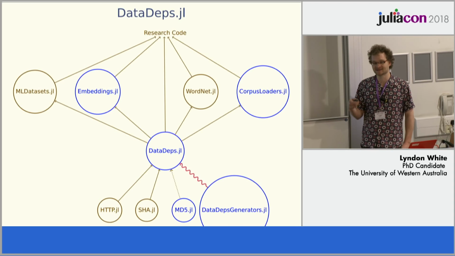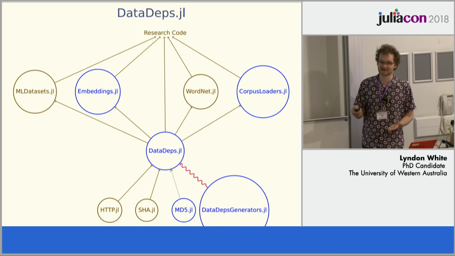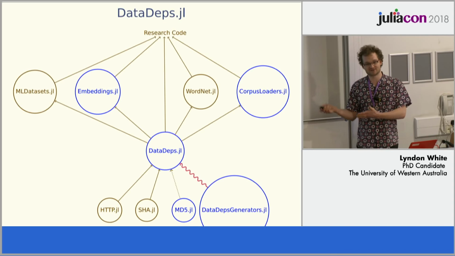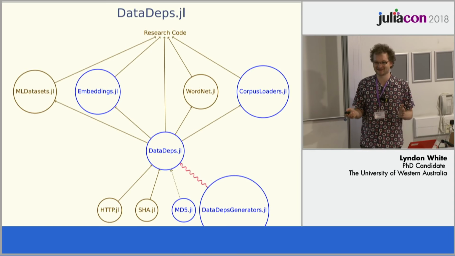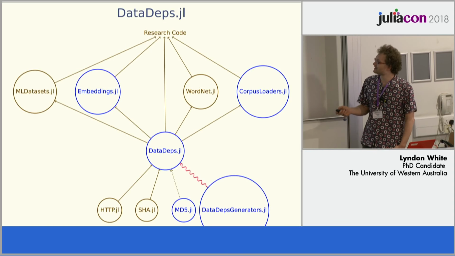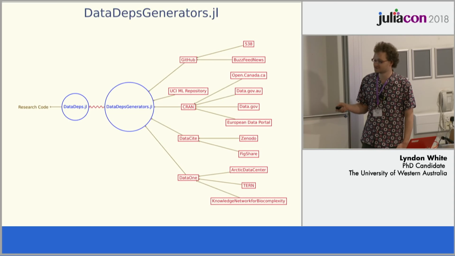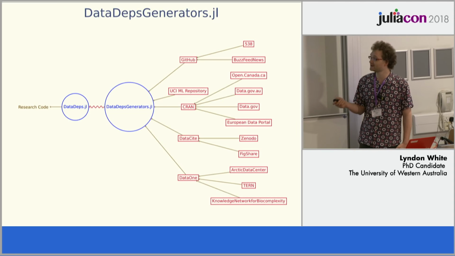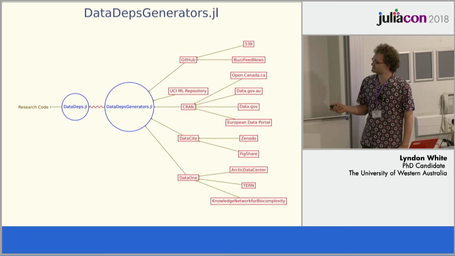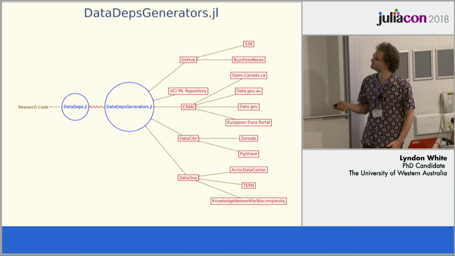When I say data, I do mean both like tabular data or corpus data, or say a pre-trained machine learning model. More or less anything could be data. It's quite the abstract sense. I'm going to talk about DataDeps generators, which is a tool for generating code for use with DataDeps. It supports these repositories of data and several more.